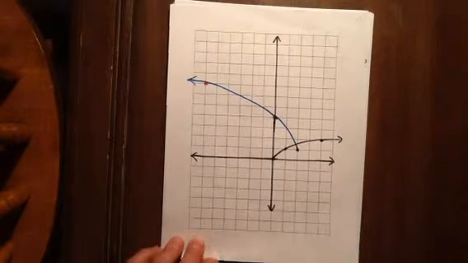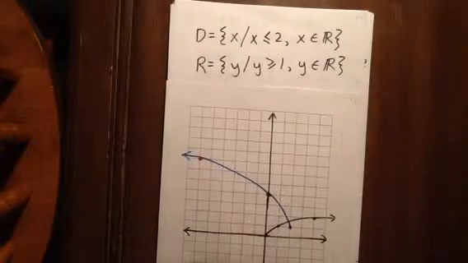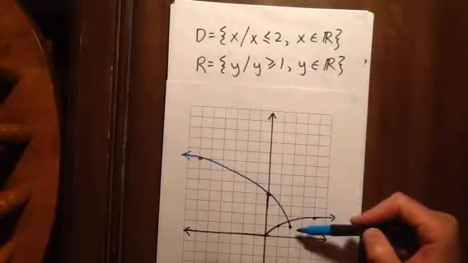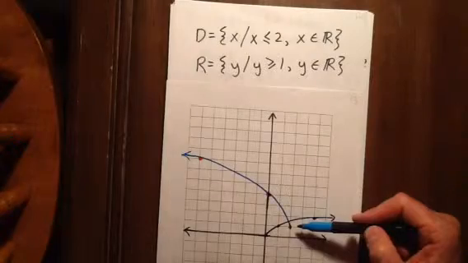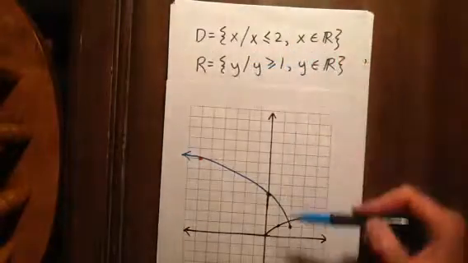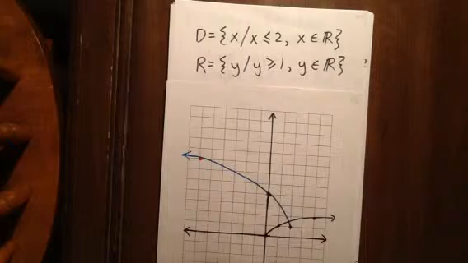And if we want to state the domain and range, we can say that the domain is x such that x is less than or equal to 2, and x is an element of the reals. And the range is y such that y is greater than or equal to 1, and y is an element of the reals.